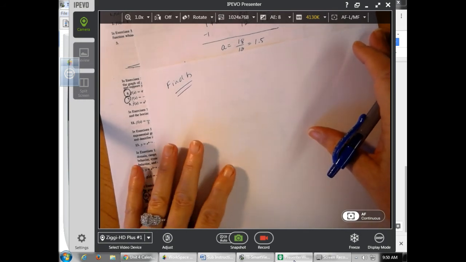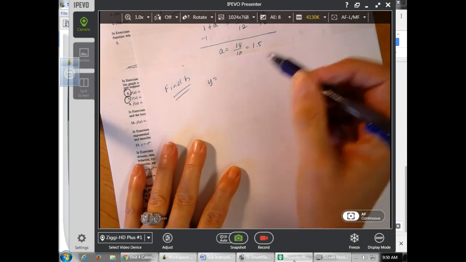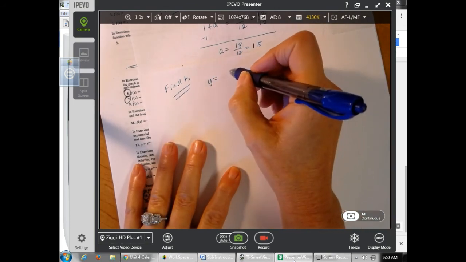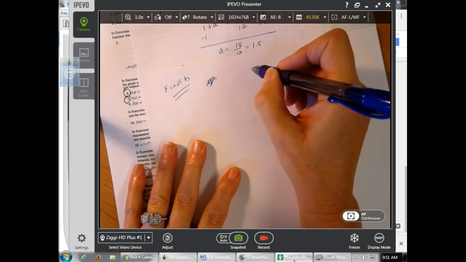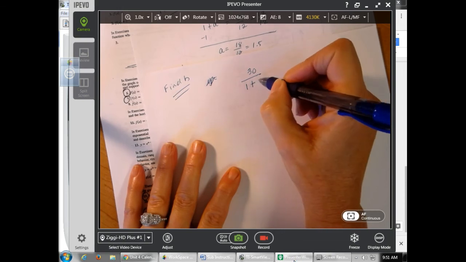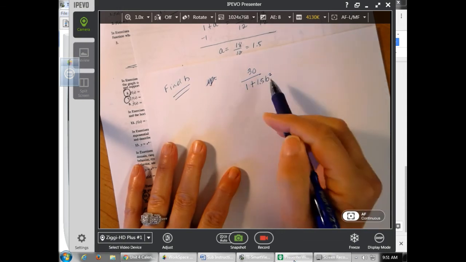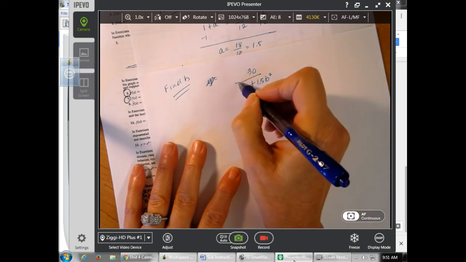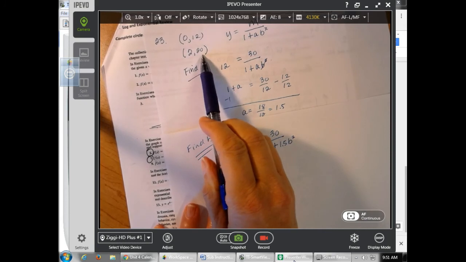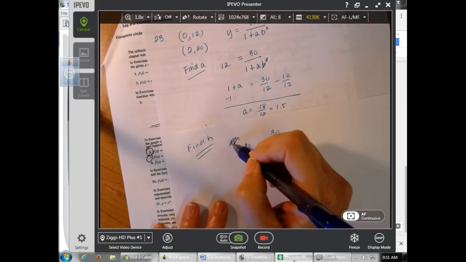So let's find b here. And remember, we're going to basically just use our a value that we just found to do that. So we're still going to have a maximum of 30, 1 plus, we just found a to be 1.5, b to the second. And the reason that's to the second is because I'm using the point 2 comma 20. So x is 2 when y is 20. So I'm going to set that equal to 20. Okay, so this is how we'll find b.